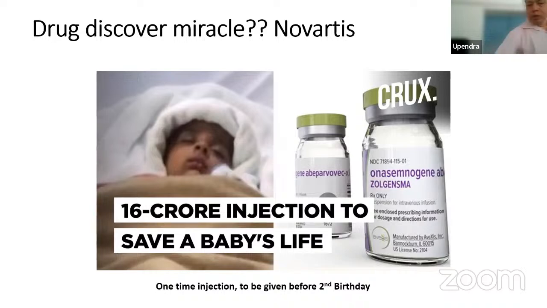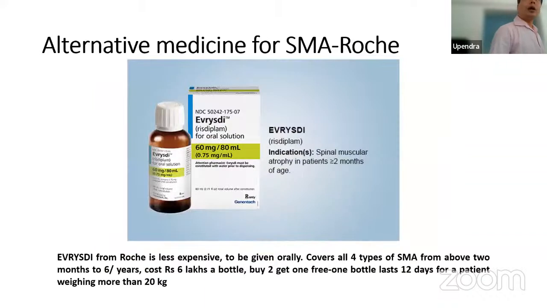There are other SMA patients. They can take this, which is a small molecule inhibitor, and they can use it. Again, remember, unlike 16 crores, this actually costs around 12 lakhs per bottle, right?